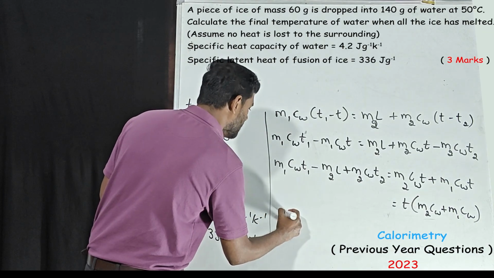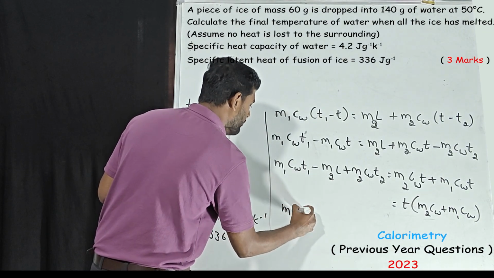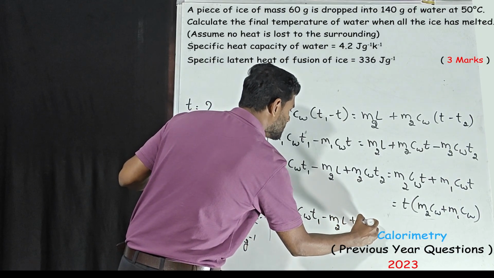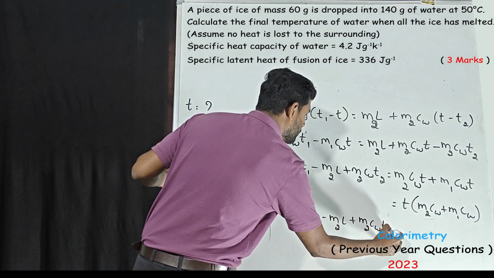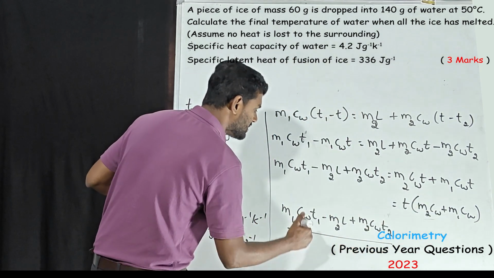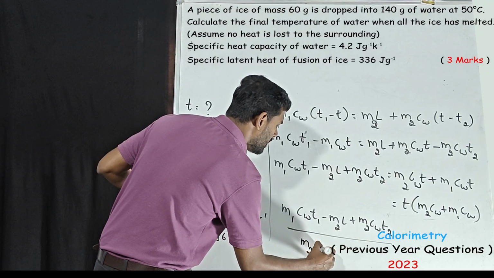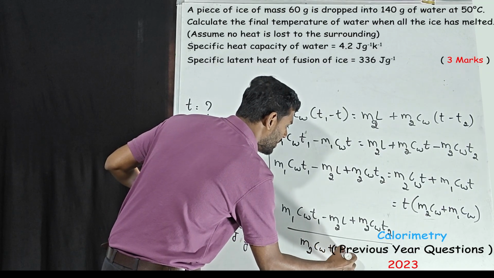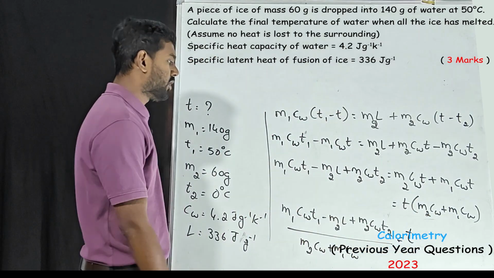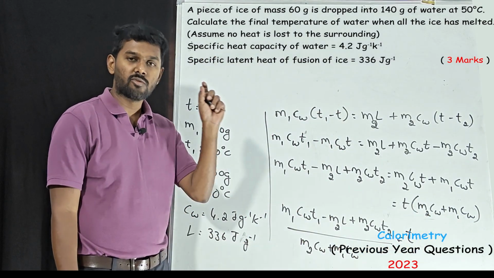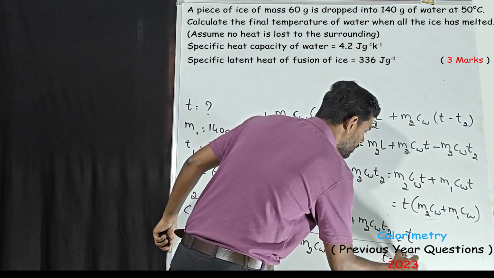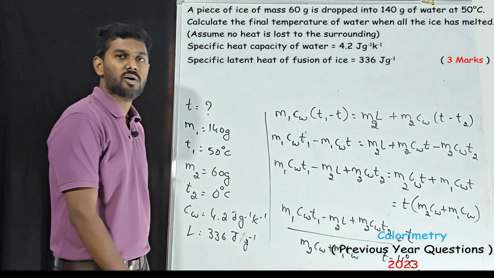Now we need final temperature, we'll send this one this side. So the final equation will be M1 CW T1 minus M2 L plus M2 CW T2, divided by, if you send these two this side, M2 CW plus M1 CW, is equal to T. Okay, here if you substitute the values, we will definitely get 11 degree as the answer. So T is equal to 11 degrees Celsius you are going to get.